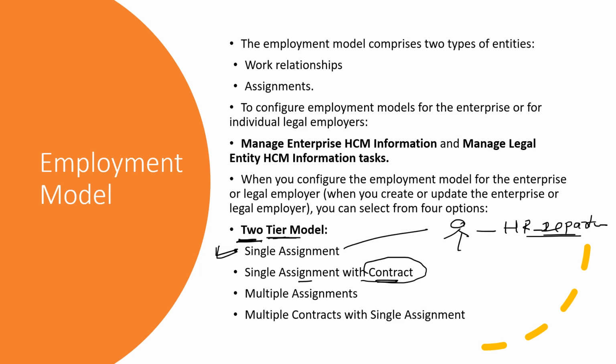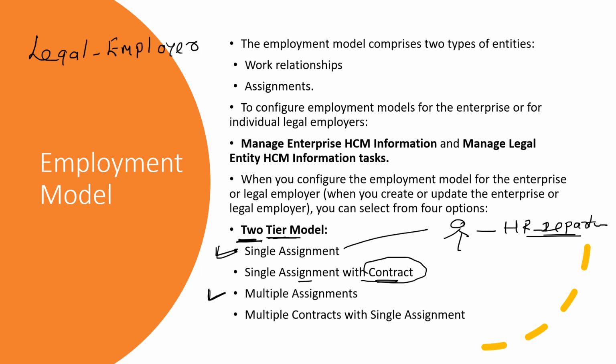So it will be known as a two-tier model, under the two-tier model with a single assignment. An important portion that we need to understand is the multiple assignment, in the two-tier model also. When I'm talking about the two-tier model, we have to make a note that we are dealing with one legal employer. We are not dealing with multiple legal employers. We are dealing with only one legal employer.